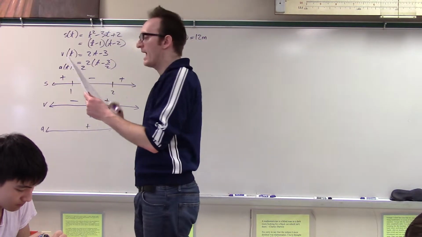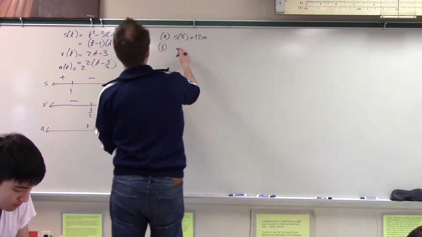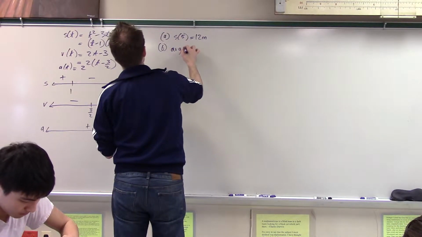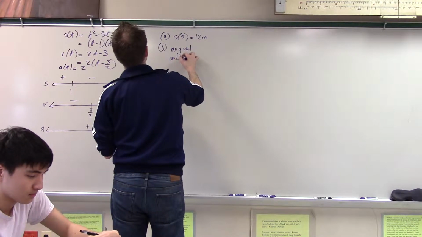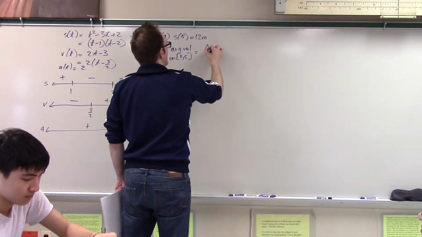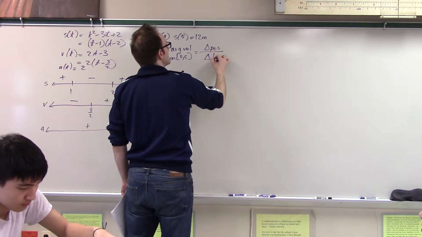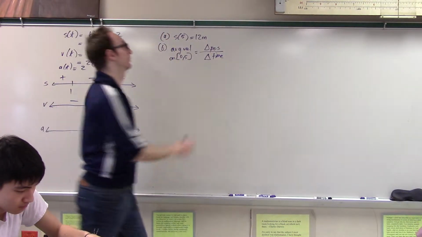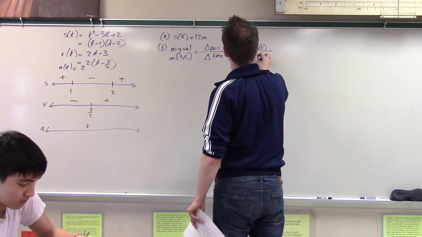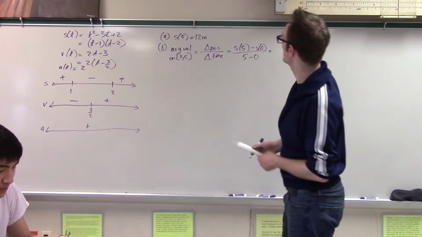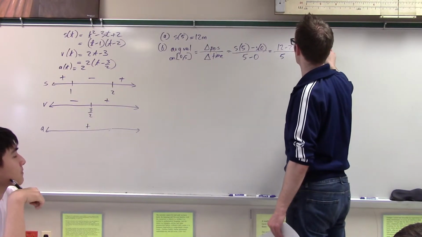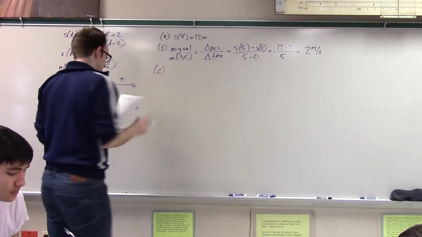Part B says find the average velocity of the particle from t equals 0 to t equals 5. Well, average velocity means rise over run. It is the change in position over the change in time. In other words, S of 5 minus S of 0 over 5 minus 0. And that is therefore 12 minus 2 over 5, which ends up being 2 meters per second. Are we good? Say yes.